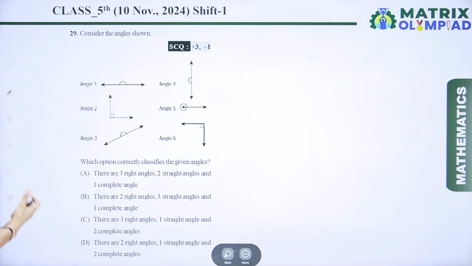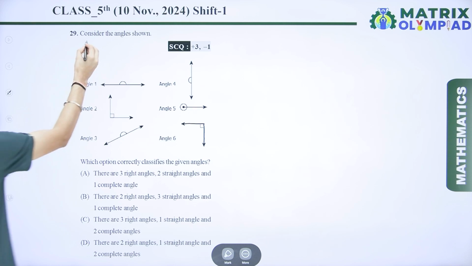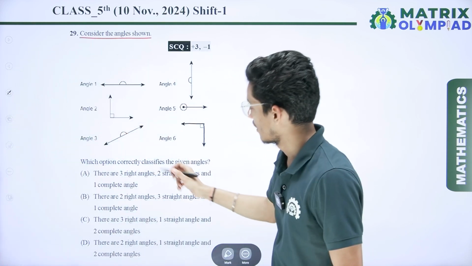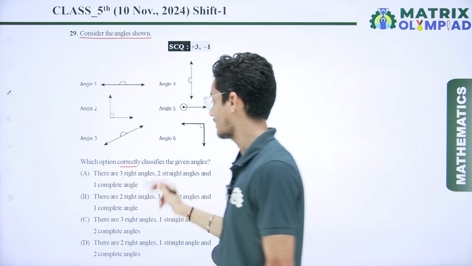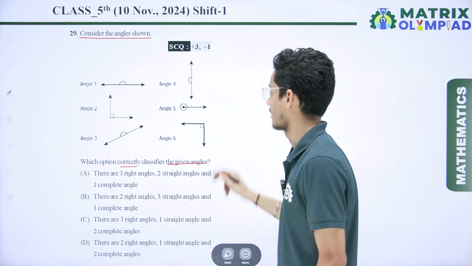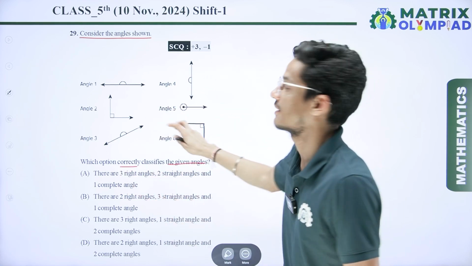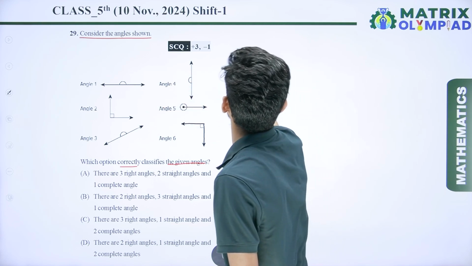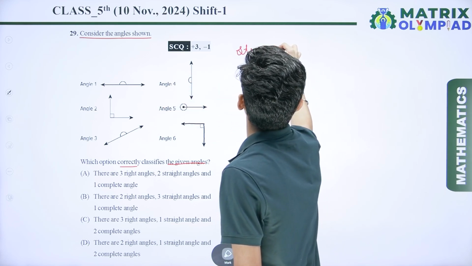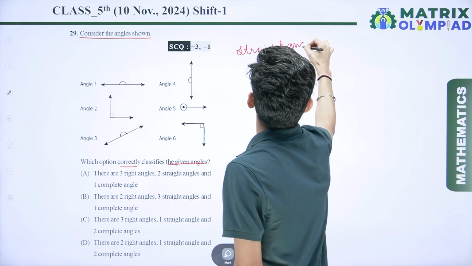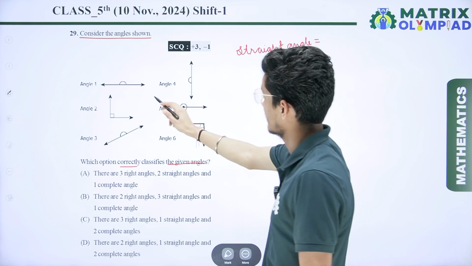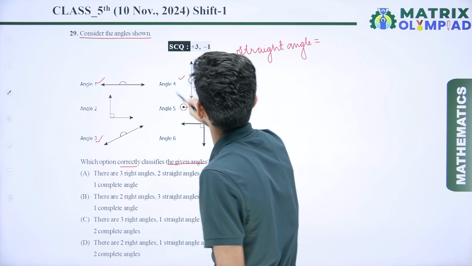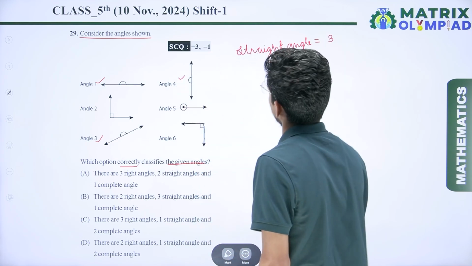Now the next question: consider the angles. Here we have given some angles, and the question is which option correctly classifies the given angles. We have to check which option is correctly classified. First, the straight angles. How many straight angles are here? 1, 2 and 3. So the total number of straight angles is 3.